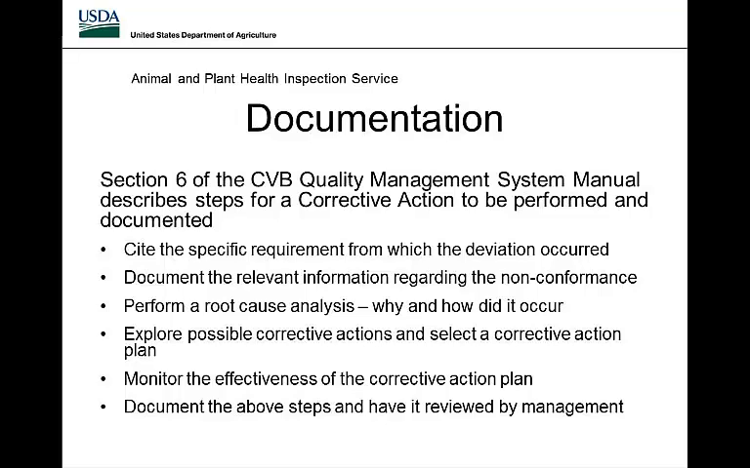Section 6 of the CVB Quality Management System Manual describes steps for corrective action to be performed and documented. Cite the specific requirement from which the deviation occurred. Document the relevant information regarding the nonconformance.